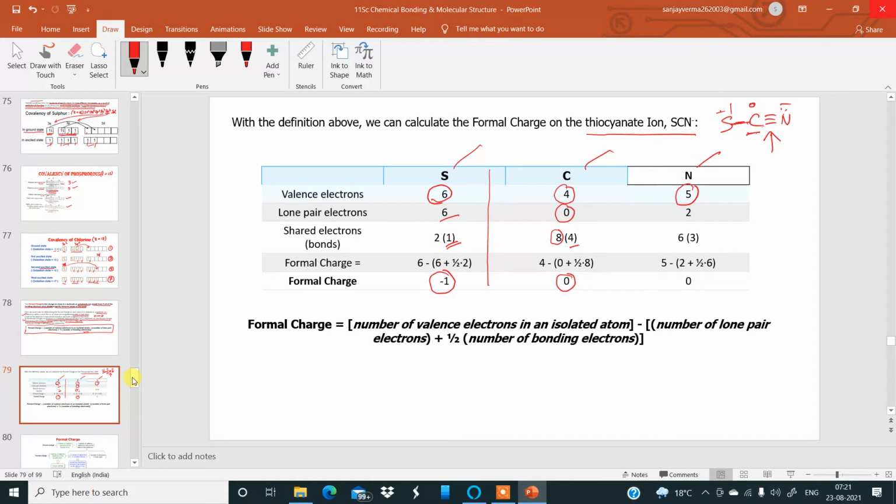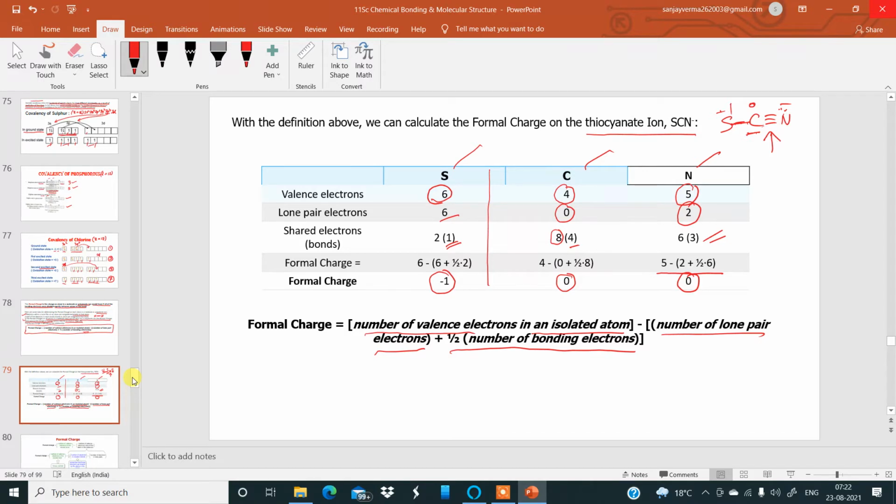Lone pairs of electrons: there are 2 lone pair electrons, sorry, 2 electrons in the lone pair, and then shared electrons are 6, and there are 3 bonds over here. If you apply the formula, we get 5 minus 2 plus half into 6, which comes to 0. So this is how we calculate the formal charge: the number of valence electrons in an isolated atom, the number of lone pair electrons on that atom, and half into the number of bonding electrons. After putting in the values, we get the formal charge.